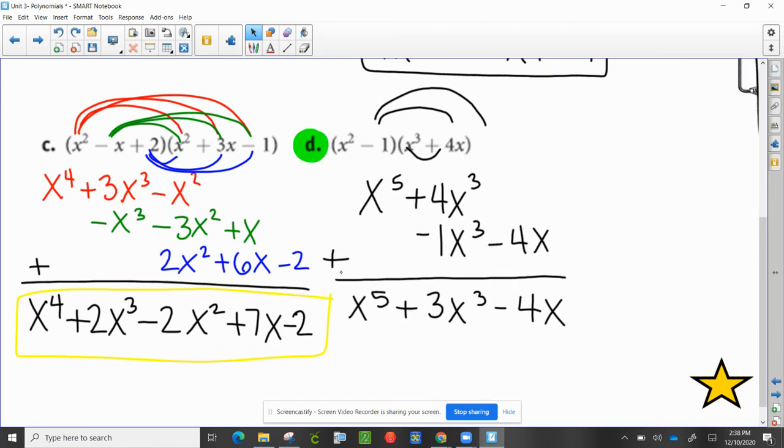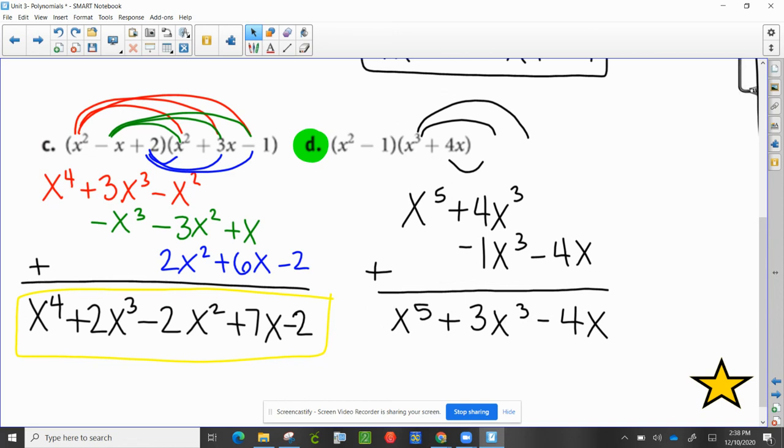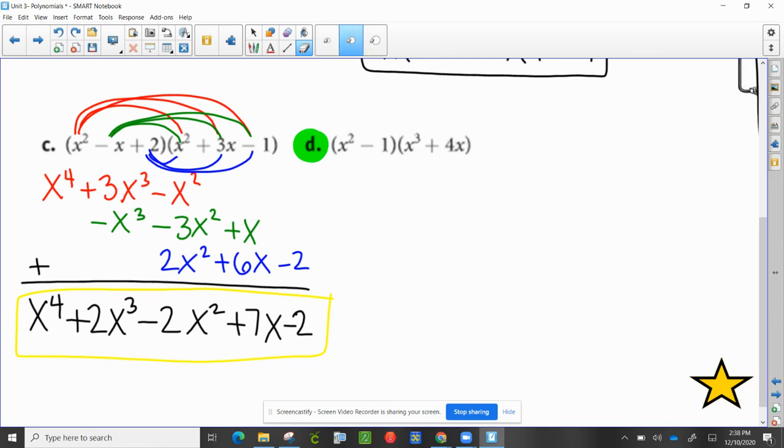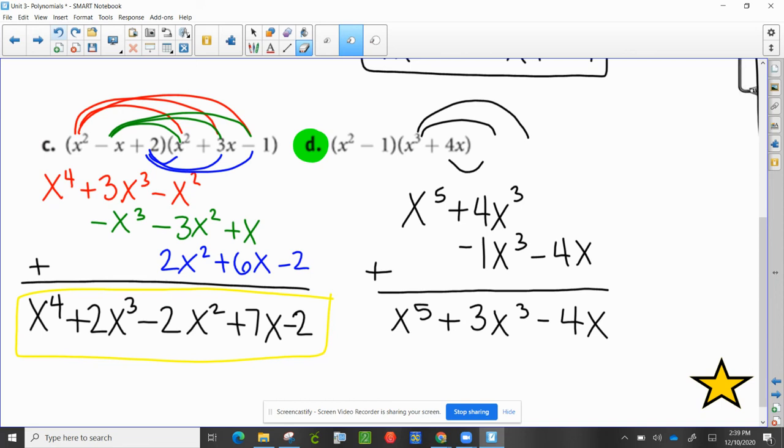Okay, here's my work. These are a little off now. That's okay, but I didn't want to delete everything. So what I did is I distributed the x squared here to x to the third. That's x to the fifth. X squared times x to the fourth is x cubed. And then I distributed the negative 1 through. So here's the end result, our product.